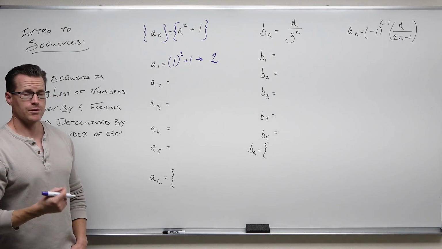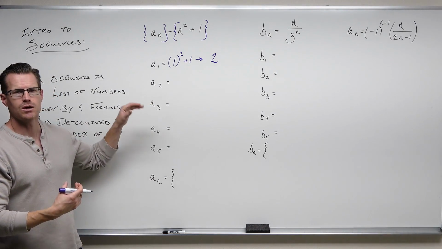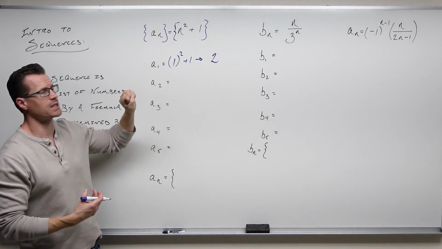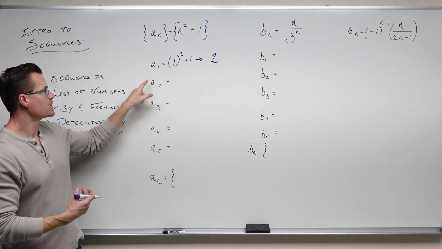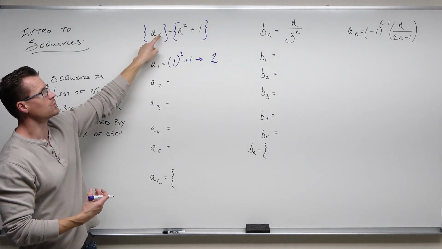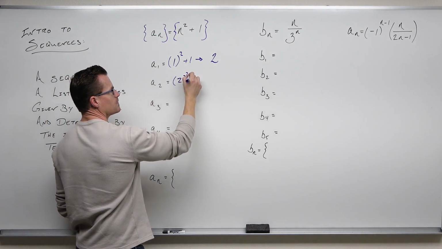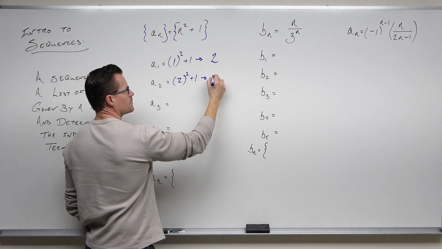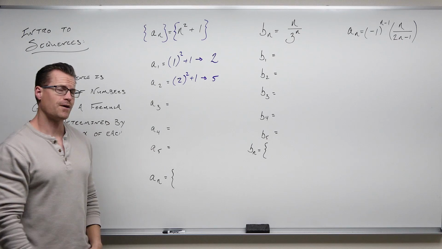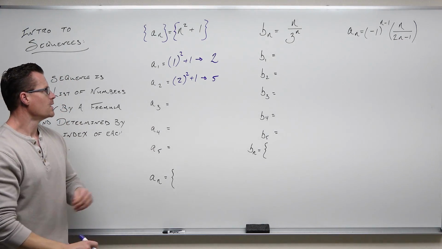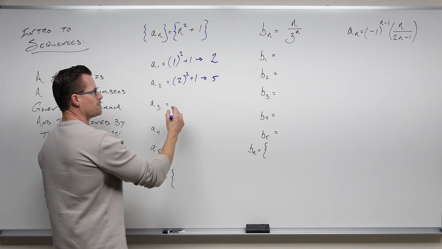How about a sub 2? Well, if I want to find the second term, all of these terms are based on their index. And the formula that we're using is basing whatever value we're getting out for that term on the index as well. So a sub 2 says replace your n with 2. That would be 2 squared plus 1. That would give us 5. Well, how about 3? 3 would be our third term. Let's replace that with 3.